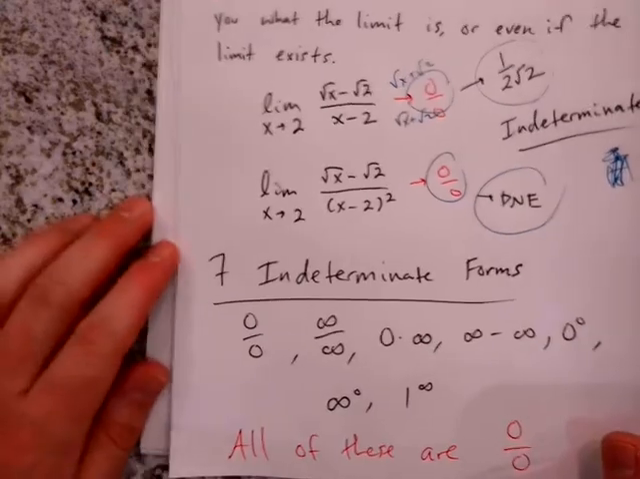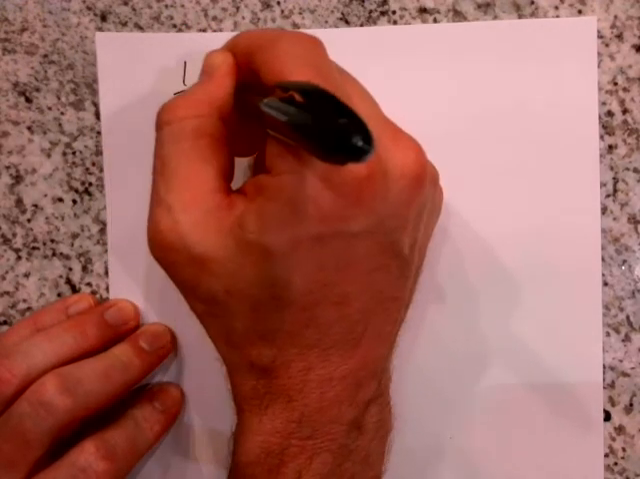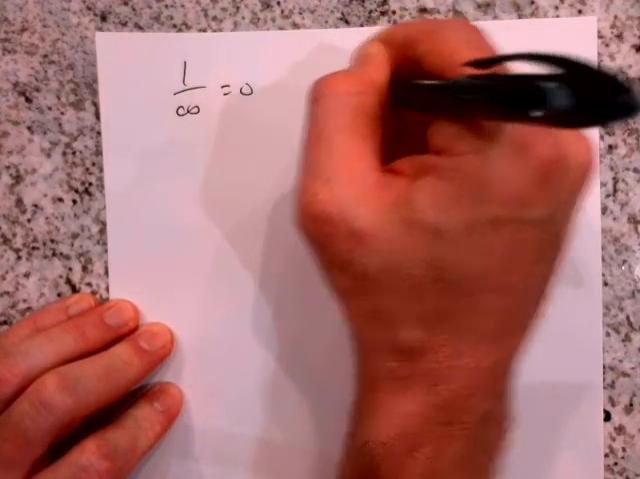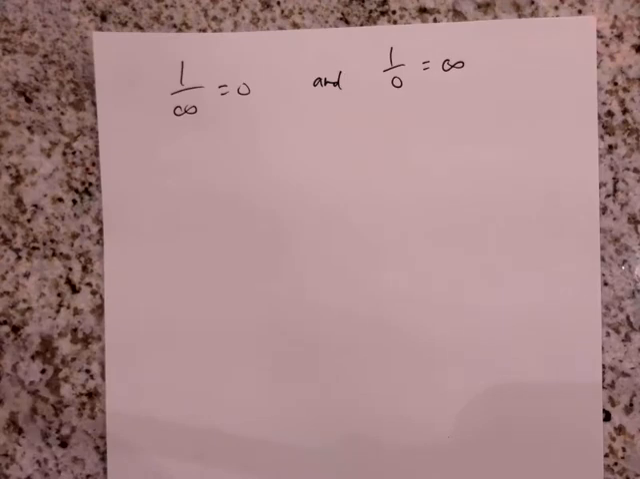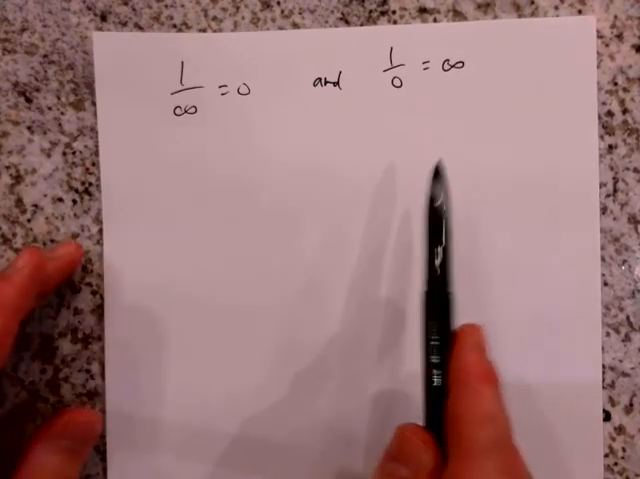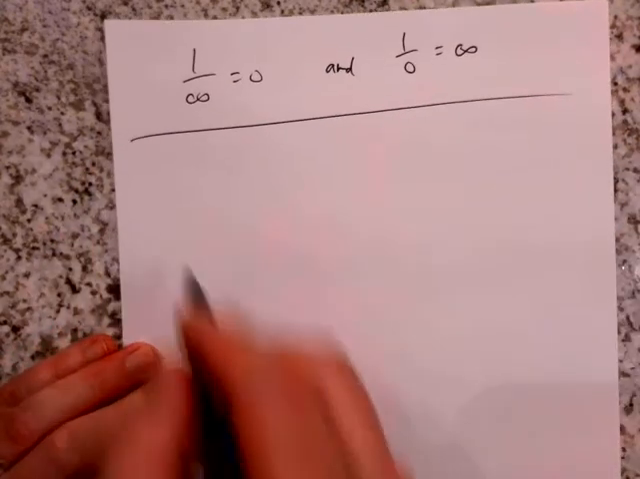Let's first do infinity over infinity. Actually, before we even do infinity over infinity, the main piece of information for us is this right here: in the context of limits, 1 over infinity is 0, and 1 over 0 is infinity. Right, that is in the context of limits. So we're going to use these to do our kind of sketchy algebra on all these expressions. First, infinity over infinity.